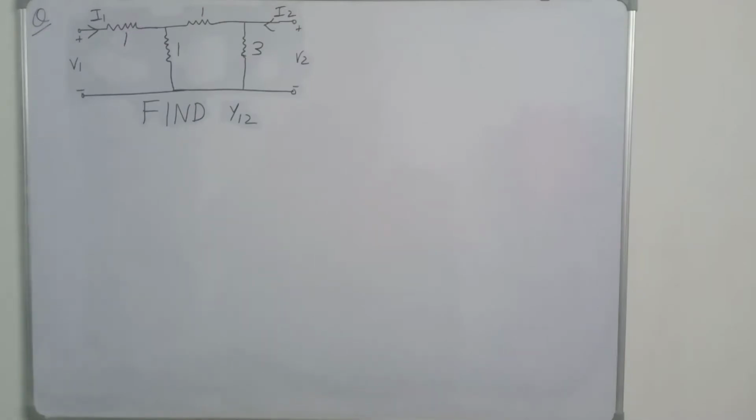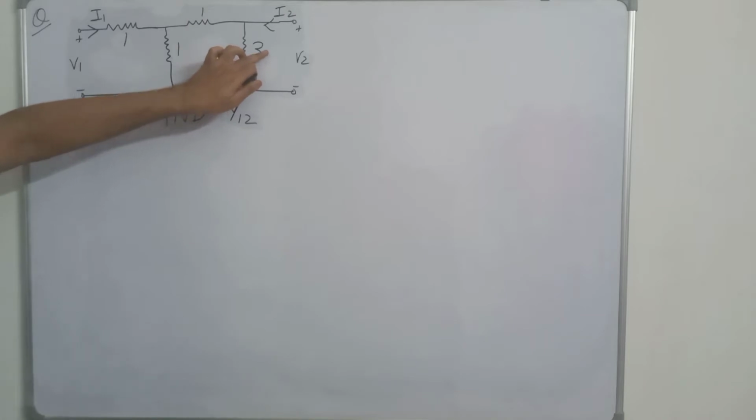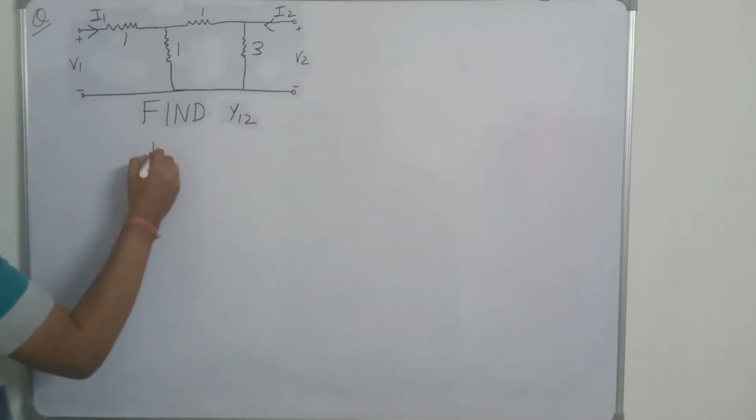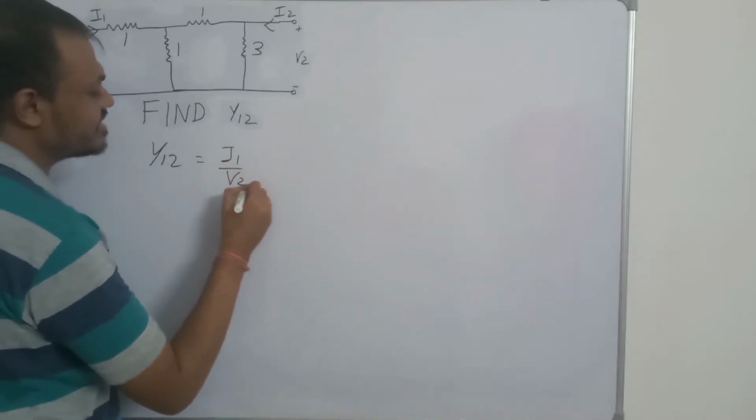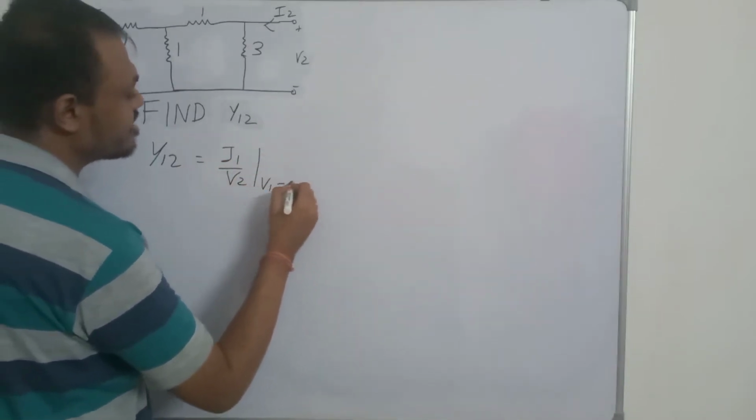So this is a question on two-port network, and in this network we are given there are three resistors, 1 ohm, 1 ohm, 1 ohm, and this 3 ohm resistor, and we have to find Y12. So Y12 is equal to I1 by V2 when V1 is equal to 0. So V1 must be equal to 0.